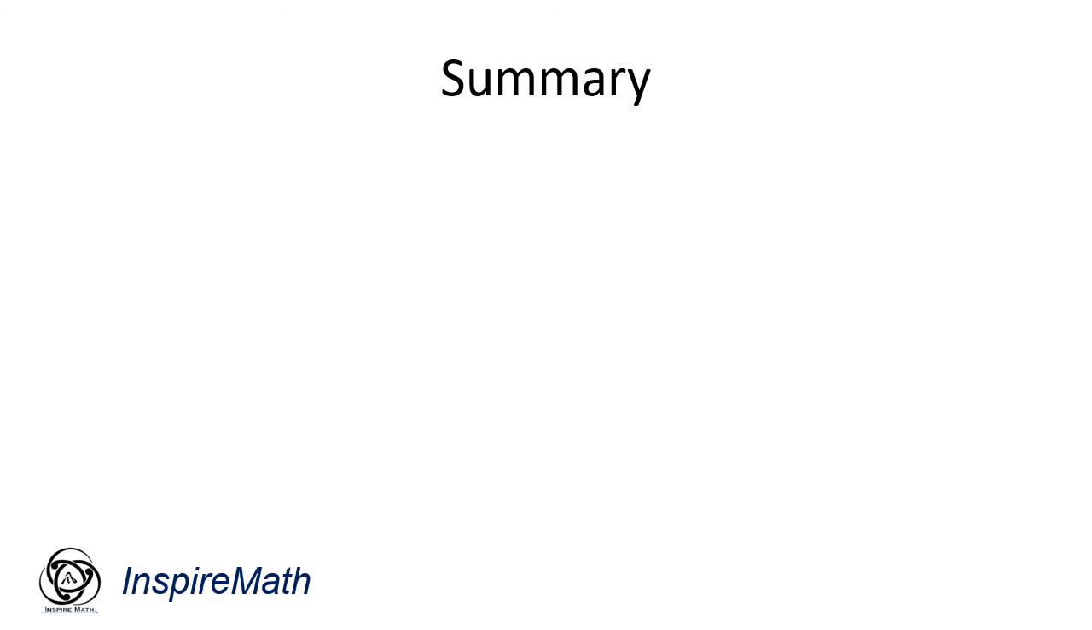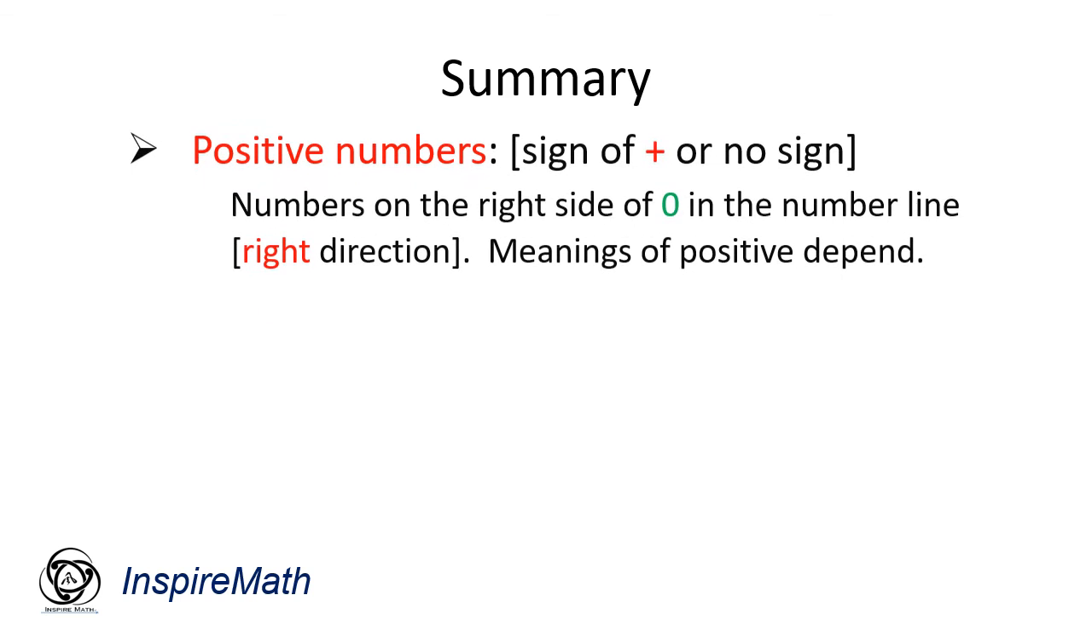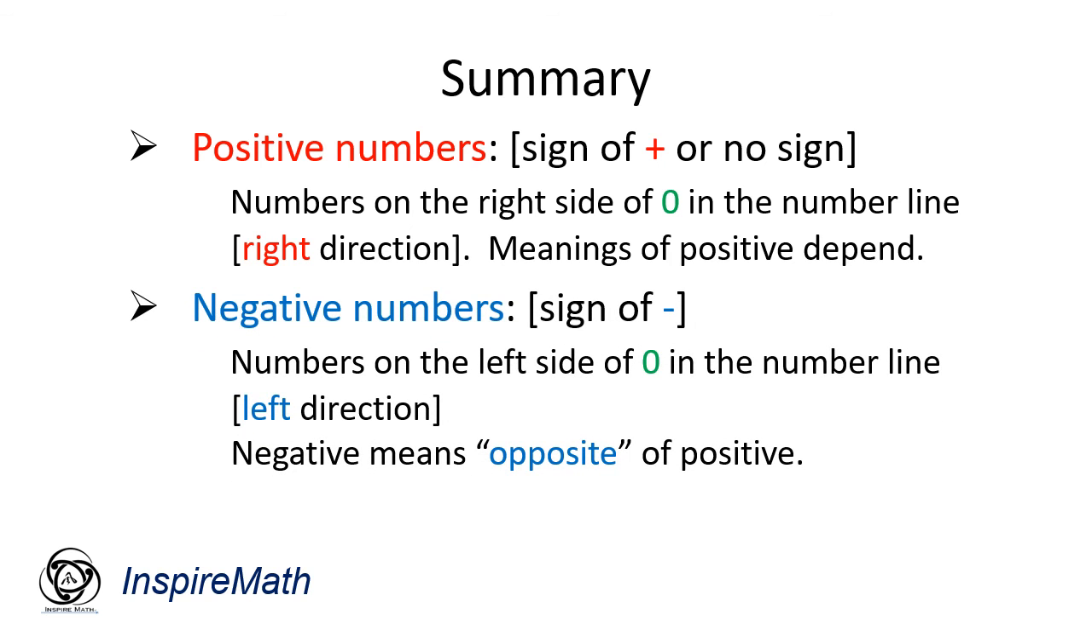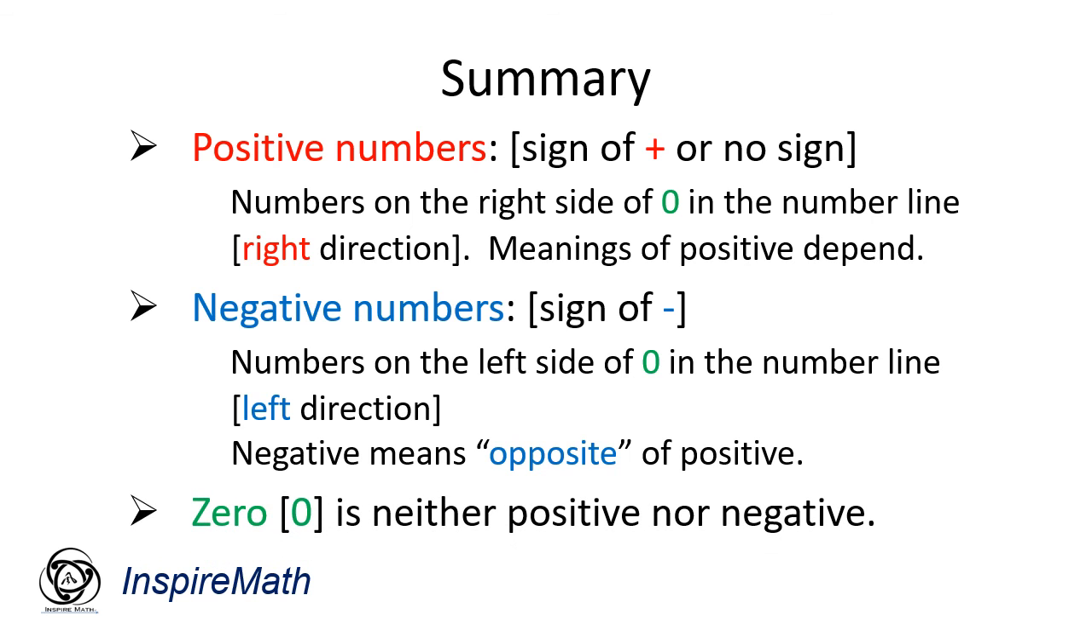Let's summarize today's lesson. Positive numbers have the sign of positive or no sign. Positive numbers are numbers on the right side of 0 in the number line and indicate the right direction. Meanings of positive vary depending on the situation. Negative numbers have the sign of negative at all times. Negative numbers are numbers on the left side of 0 in the number line and indicate the left direction. Negative means the opposite of positive. 0 is neither positive nor negative.